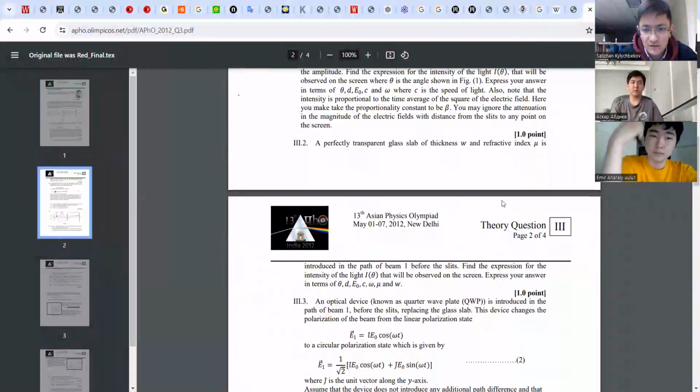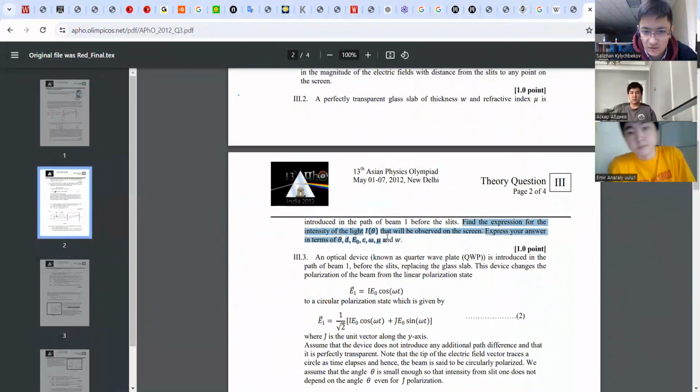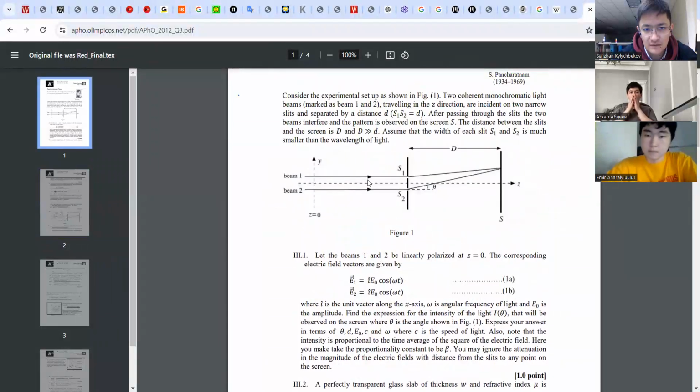Refractive index mu. You find the expression for the intensity of light that will be observed on the screen. Now you have two effects: this, plus the double slit.